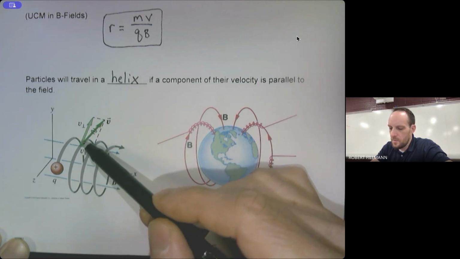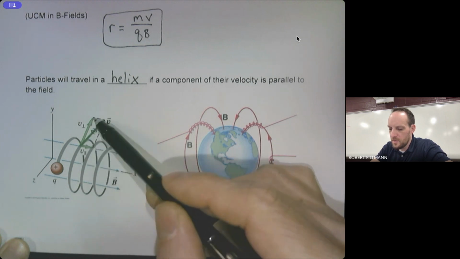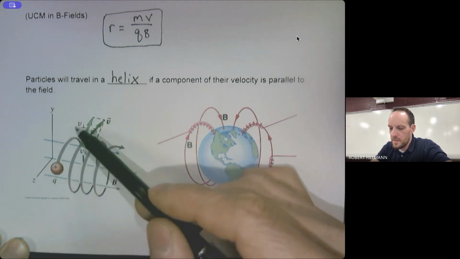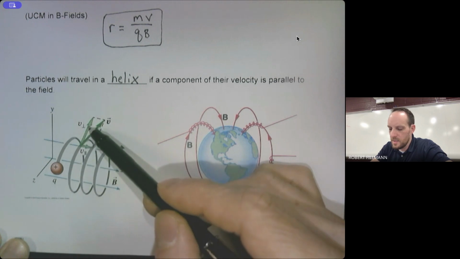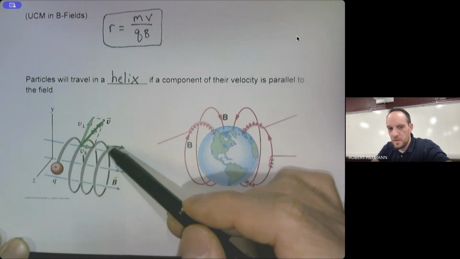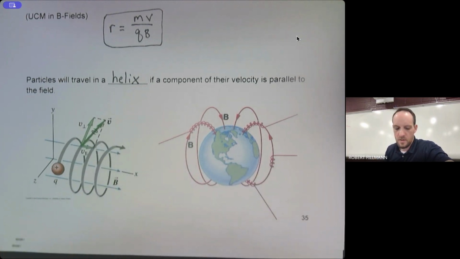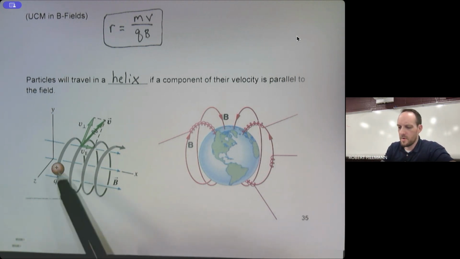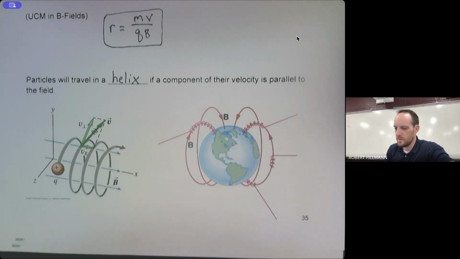Now it only gets a force from the perpendicular part of its motion, so it's going to circle around these field lines due to its perpendicular velocity, but it's going to continue to drift along them due to its parallel component. So magnetic field lines are good for trapping charged particles. Sometimes they call that a magnetic bottle, where the particles get trapped and they orbit along the field lines.